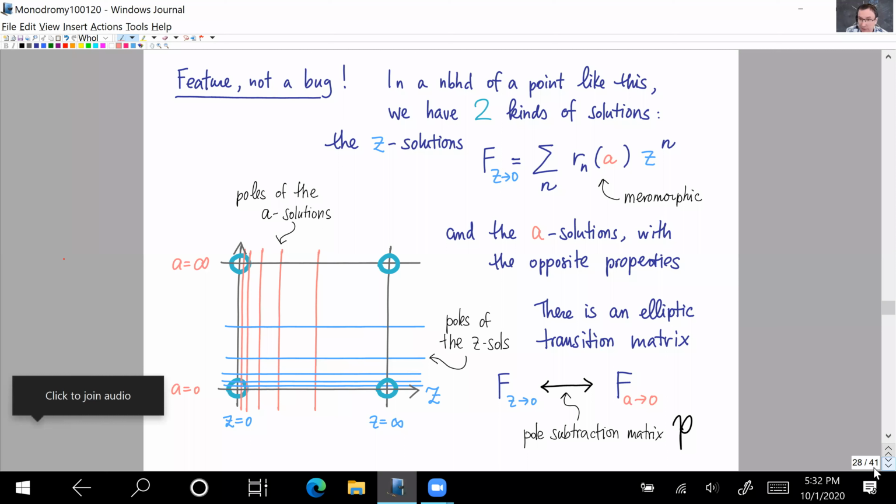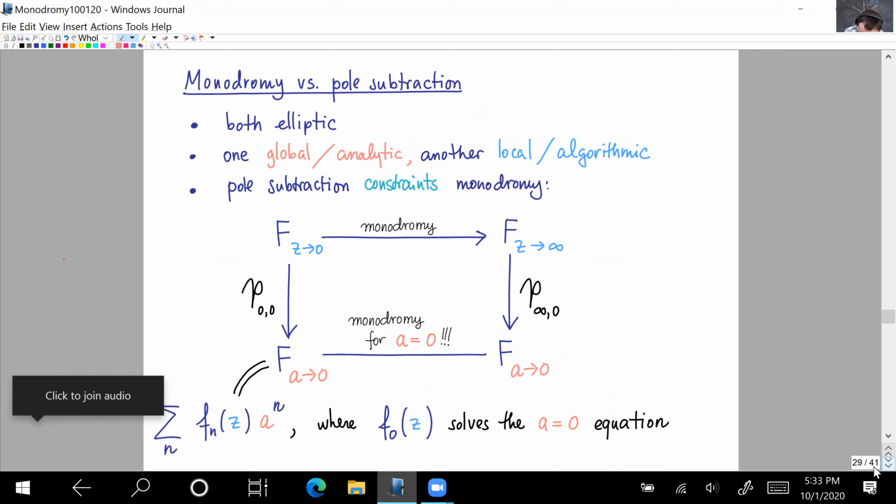We call it the pole subtraction matrix. Maybe again I'll say, this is not usually studied in the world. It is a little bit like the Stokes phenomenon, but a little bit different from it. In some aspects it's as powerful as consideration of Stokes data, and in some aspects it's more elementary. Maybe I want to compare and contrast the two things.